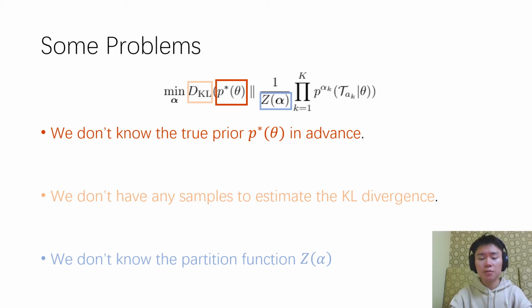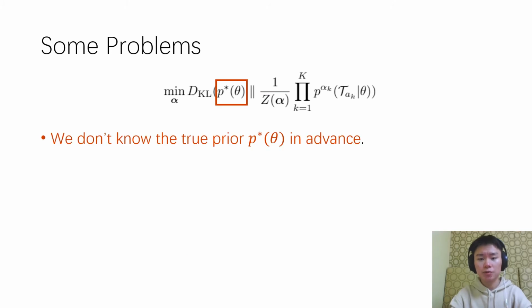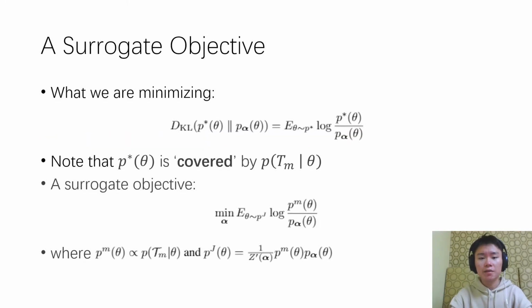So now I will briefly talk about how we can avoid these problems by designing an approximate algorithm. The first problem is that we don't know the true prior here. And our solution is to replace it by something else. Here is our original objective. Since we don't know the P star, we want to replace it by something we know.